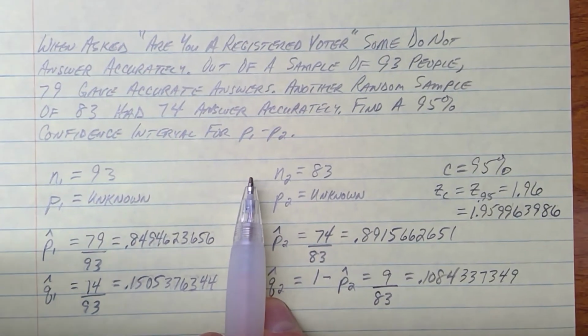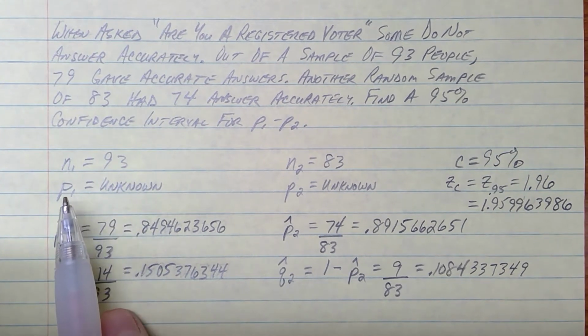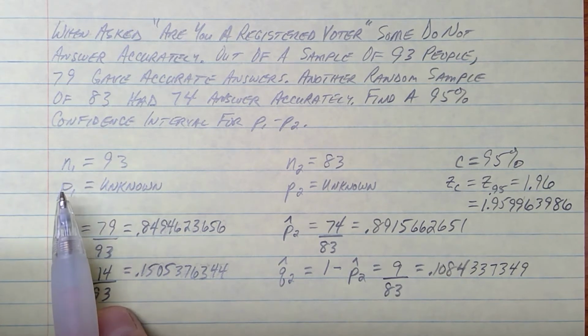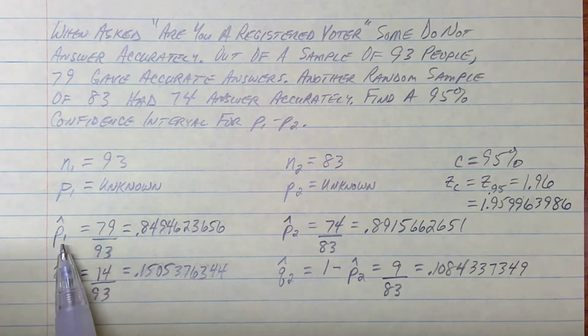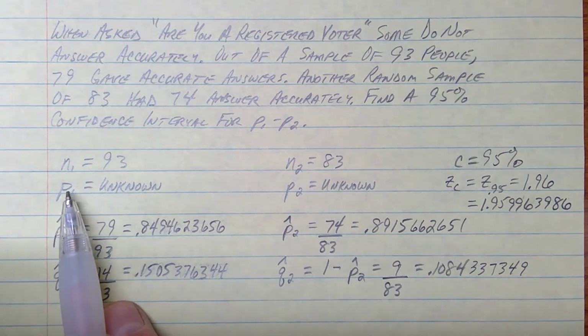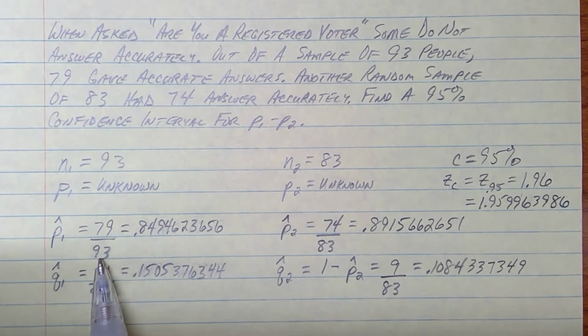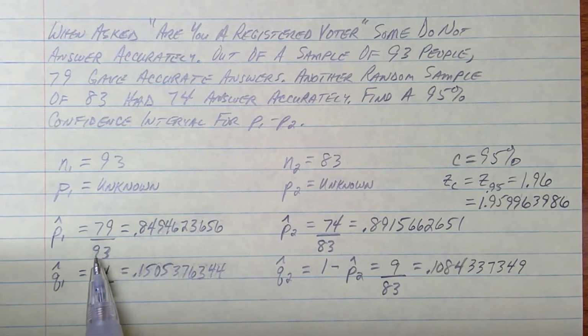Organize your information. How many were in group 1? So N1 is 93. Now, what's the true proportion of people who answer accurately in this type of group? That's unknown, because I won't be able to gather up all the people in the world, I don't have the time. But I can gather up 93 and get an answer from them. So this is our sample, p hat. Nobody knows the true proportion, but I do know the proportion out of 93. I caught 93 people, I asked them, and 79 of them gave me an accurate answer.